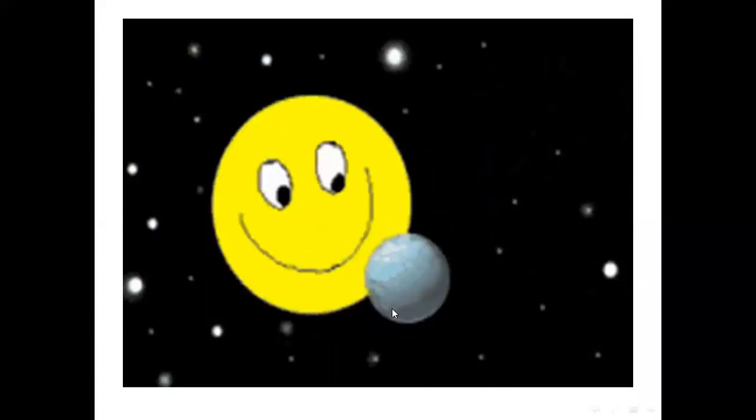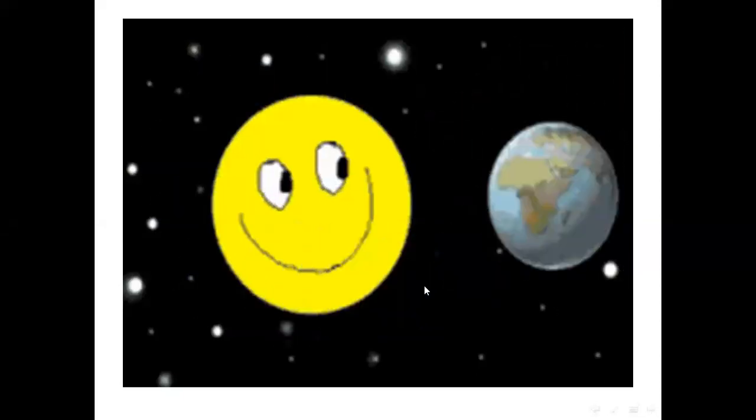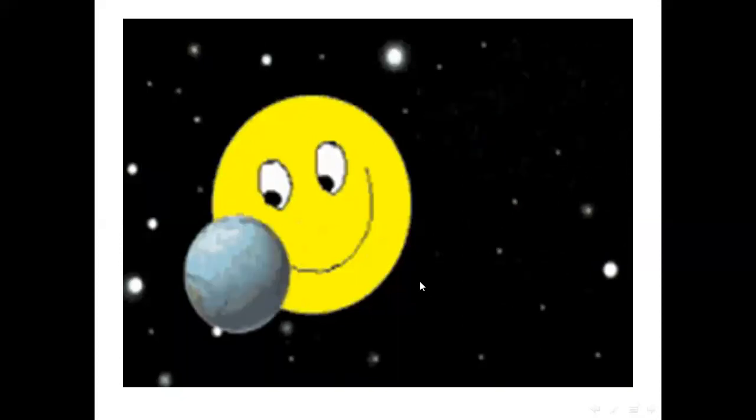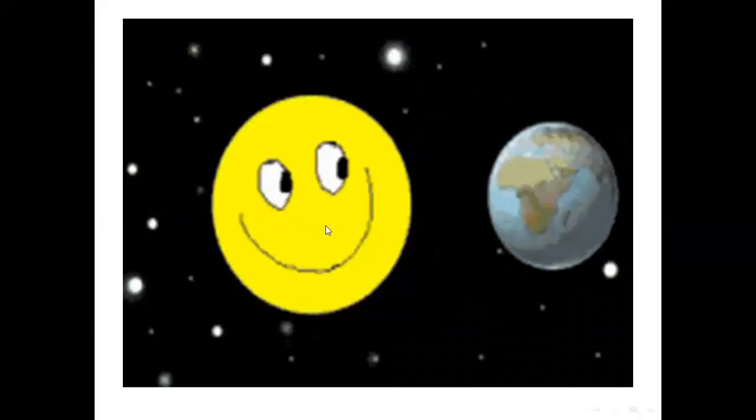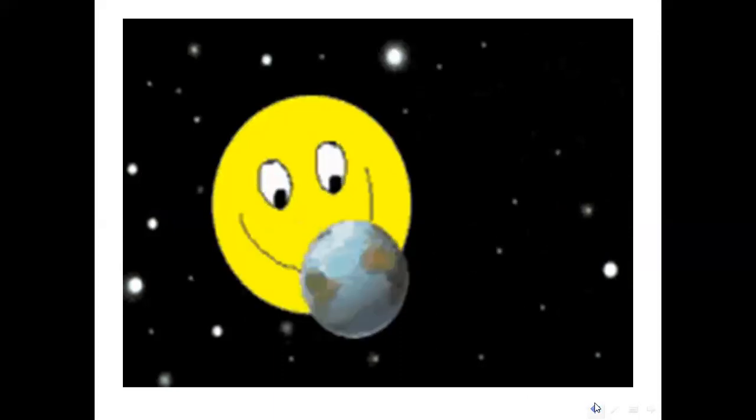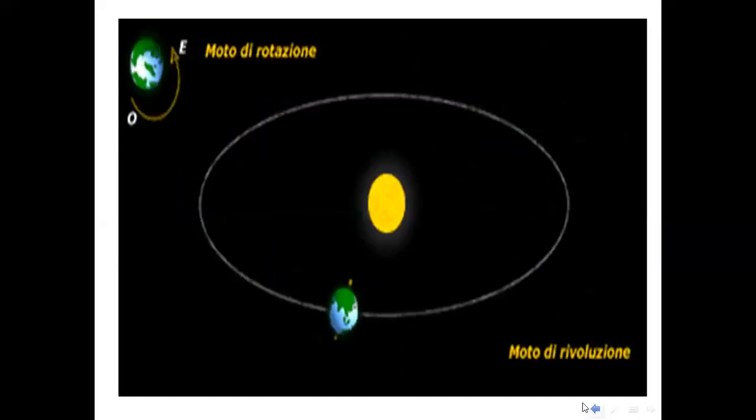Revolution is a movement in which an object moves around another object. The Earth revolves around the sun and the moon revolves around the Earth in a fixed path called an orbit. The Earth completes one orbit around the sun in approximately 365 days, and this period is called a year. See, the Earth revolves around the sun. It completes one round in 1 year. So 1 year is complete.